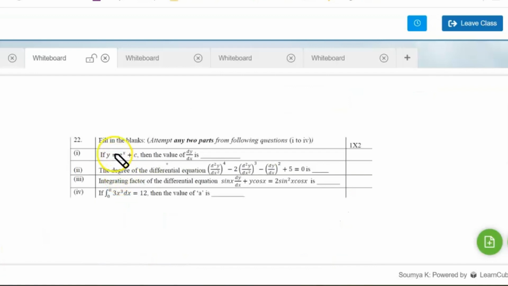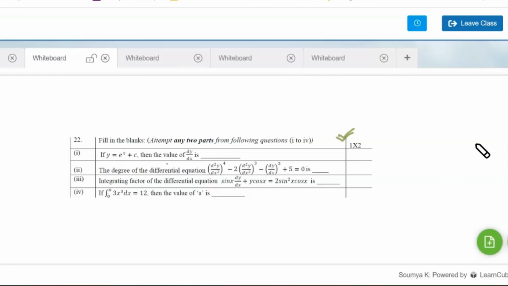Next question is from the differentiation topic. Here you have 4 subparts. You can answer any 2, but I will solve all 4. There is 1 mark for each respective answer. Out of 4 subparts, only 2 is enough. Attempt any 2 parts. You can select according to your wish.